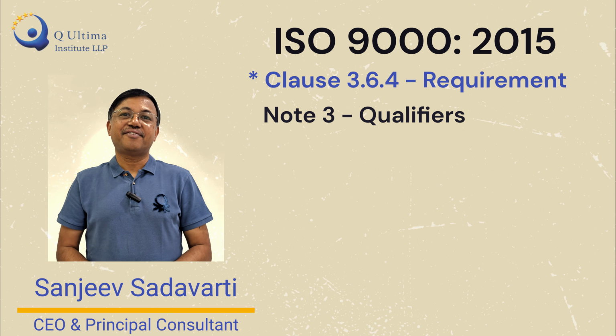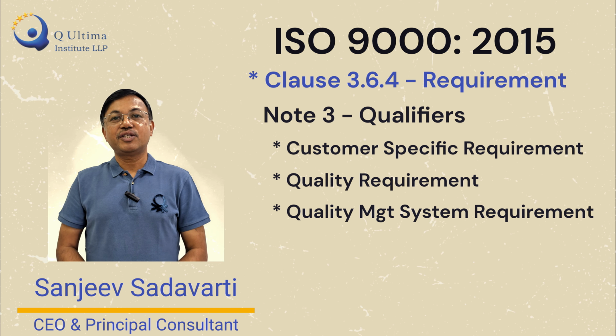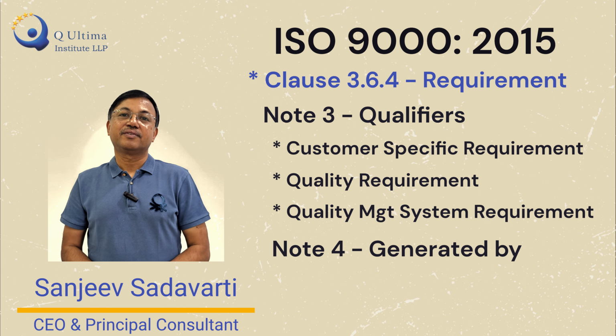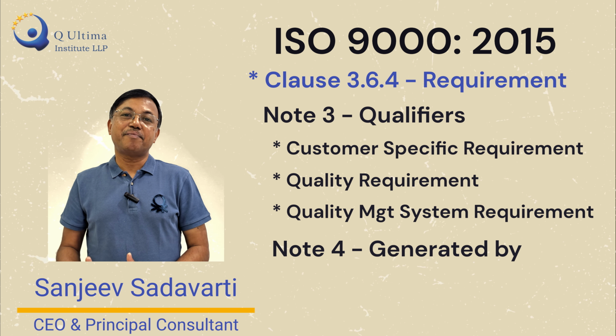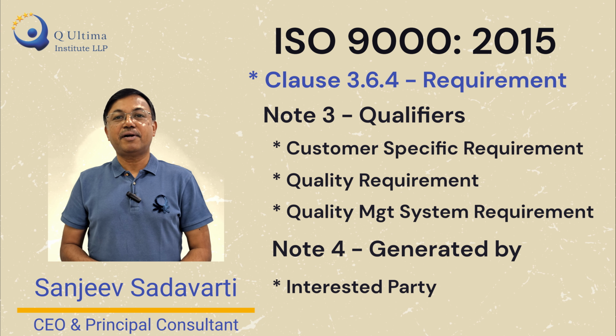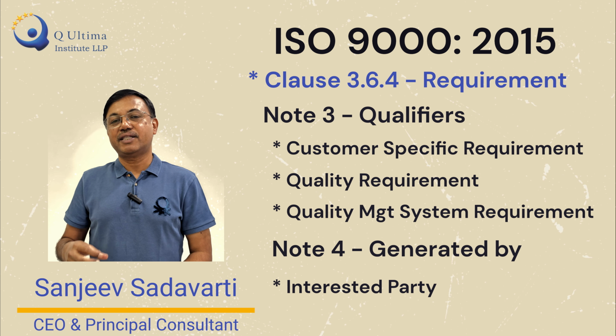Note 3 clarifies that we can use the term requirement with some qualifiers like customer specific requirements or quality requirements or quality management system requirements. Whereas Note 4 specifies that these needs or requirements can be generated by the interested party as well as by the organization itself. And clauses 3.6.9 and 3.6.10 of ISO 9000 define the very important terms called non-conformity and defect respectively.